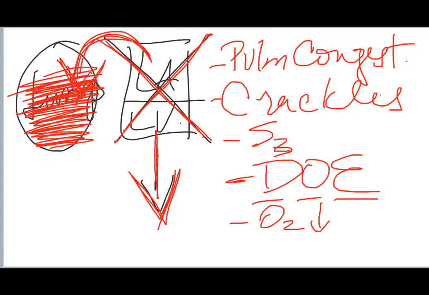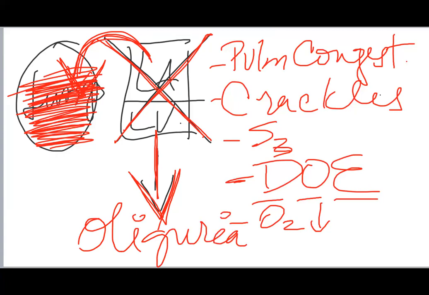And one of the things that you're going to see in that case is oliguria, right? If you don't have blood getting to the kidney, that kidney is not going to function properly. And the function of the kidney is to produce urine. So if it's not functioning properly, you're not going to properly produce urine, and therefore oliguria.